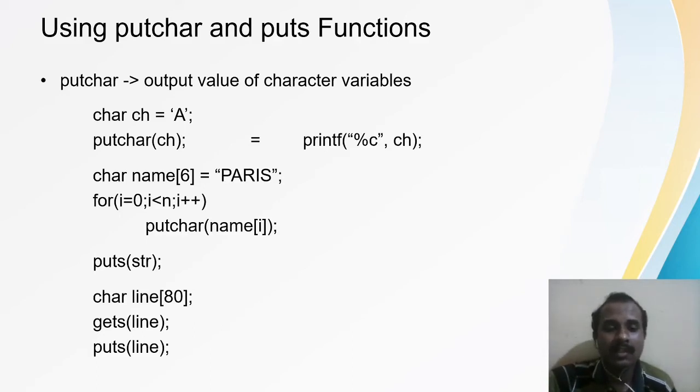So puts is very similar to the percent format there, and it just does the reverse operation of gets. Gets is going to get the string or the line, while puts is going to display the line.